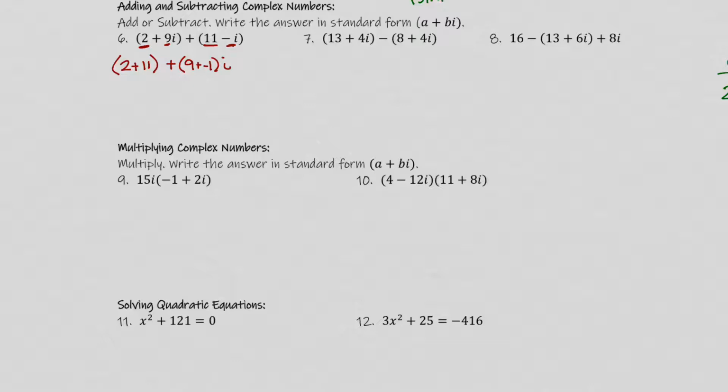Alright, so let's go ahead and do this. If I add 2 plus 11, I get 13. My symbol is a plus, so I'm going to leave that plus. And then I have 9 plus a negative 1 is 8, and I still have the i on the end.